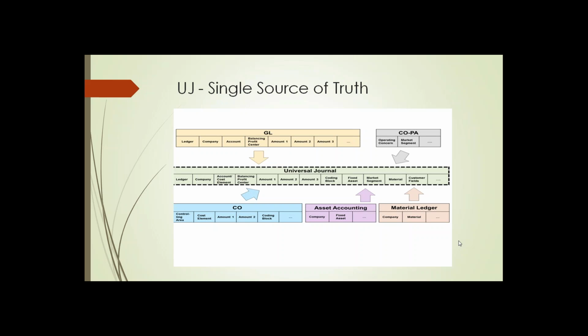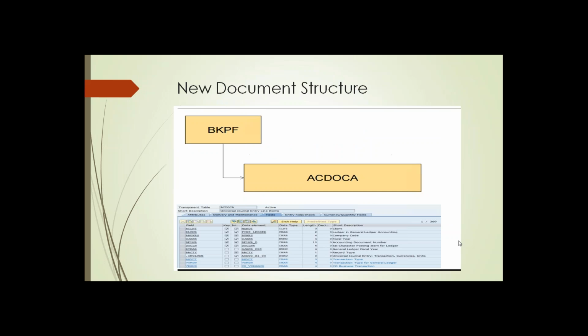The header information will get stored in BKPF itself, and the line information, although it is routed through BSEG, everything will be stored in ACDOCA. And this is not only relevant to financial accounting; even controlling transactions, even asset accounting transactions, everything will be like this. Line item table, which will be ACDOCA.